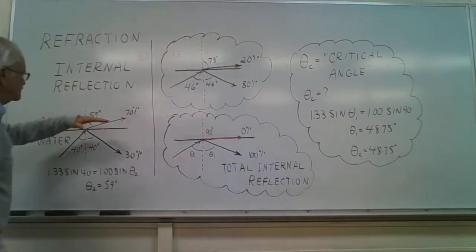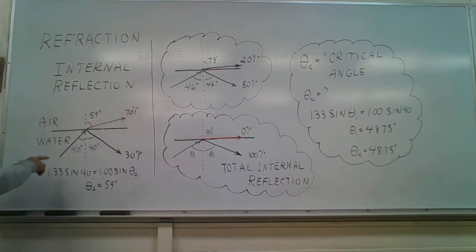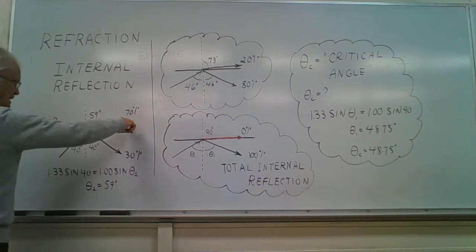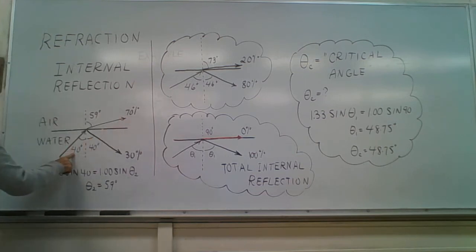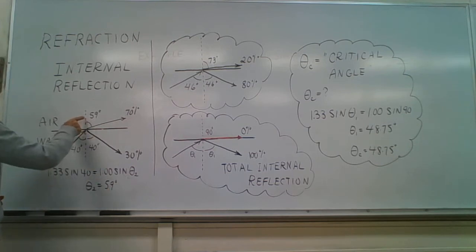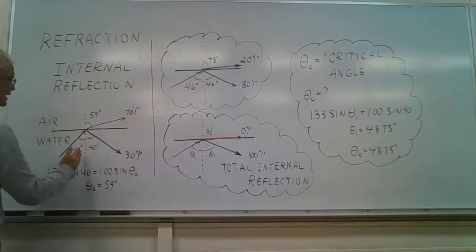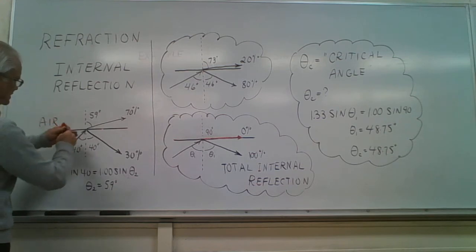I show here an interface between water below and air above, and there is an incident ray originating in the water. It's bent as it passes into the air. We have then the incident ray and the refracted ray. The angle of incidence is 40 degrees, and a Snell's law calculation will show you that theta 2, the angle of refraction, is 59 degrees. These are the angles that are measured with respect to the normal line, a line perpendicular to the interface.